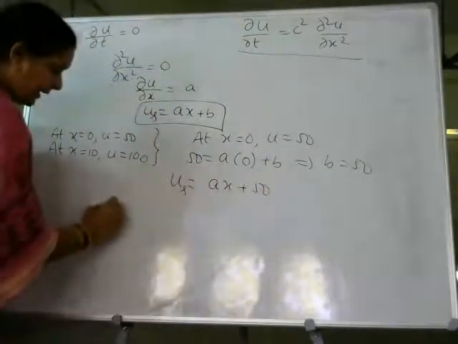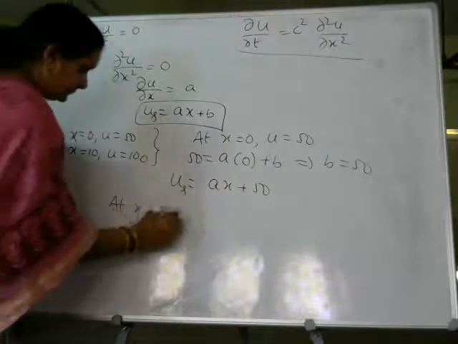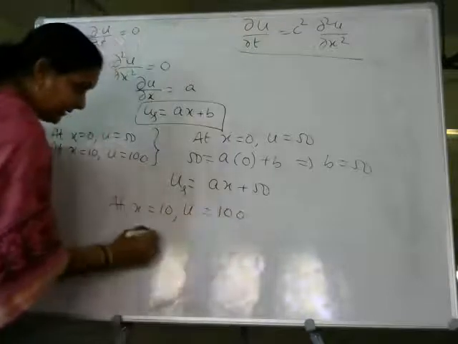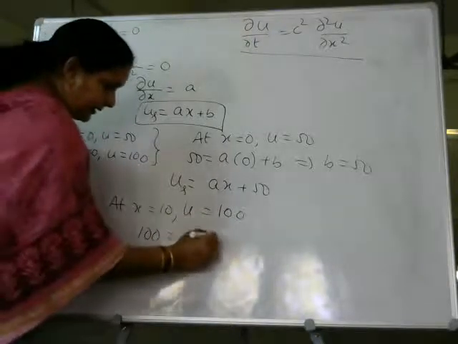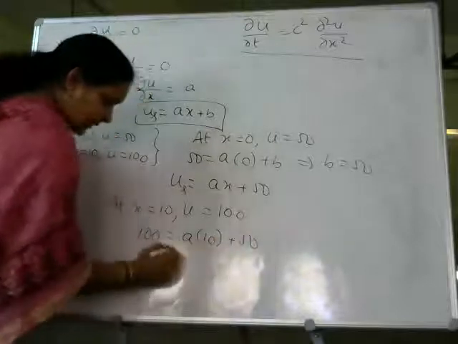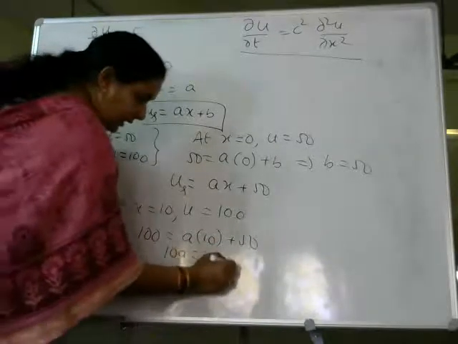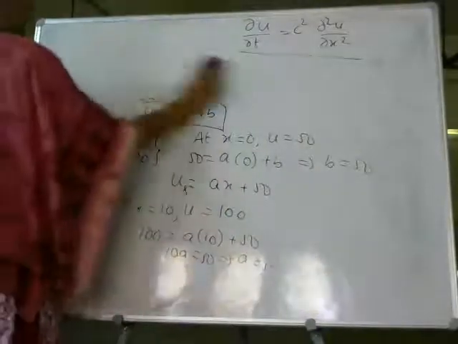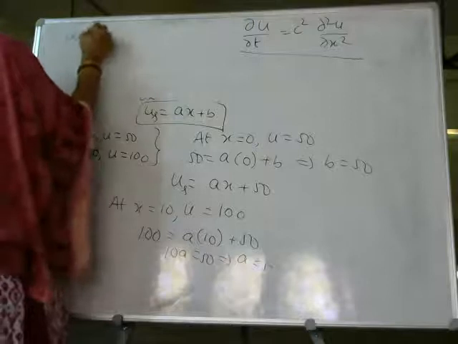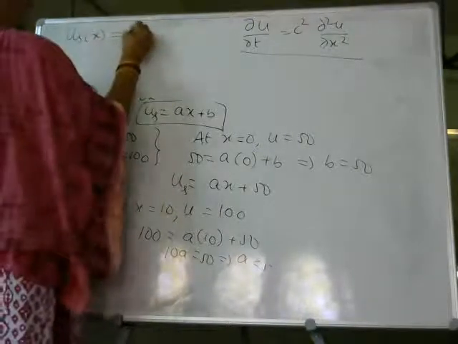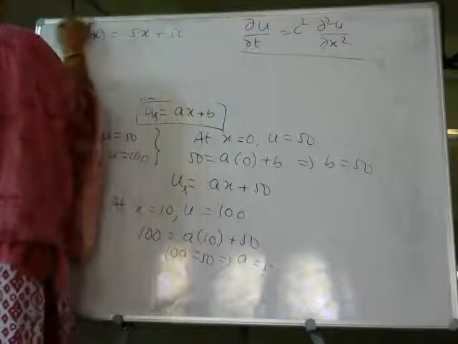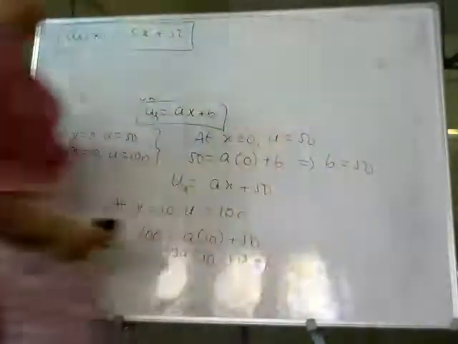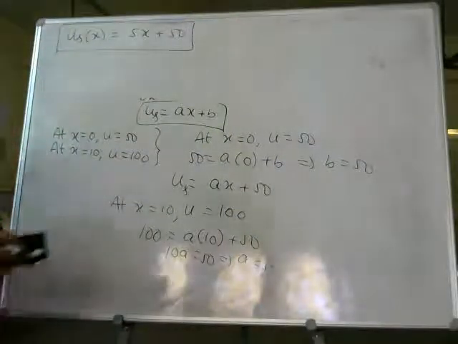What is the second condition we have? At x is equal to 10, u is equal to 100, given. So 100 is equal to a into 10, x is equal to 10 here, plus 50. So 10a is equal to 50, or a is equal to 5. So what is the steady state solution we have? Initially, u at x is equal to 5x plus 50. This is the first solution, the condition we have under the steady state solution. So this is the first part.